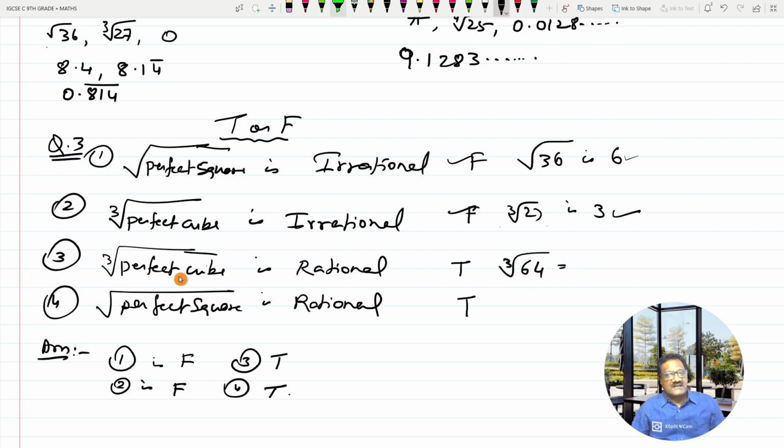So this is a perfect cube inside a cube root. Now this 64 is a perfect cube, so this will be a rational number. So it is true. Now what will be that number? 4, because 4 into 4 into 4: 4 fours are 16, 16 fours are 64. So a perfect cube under a cube root sign is always a rational number. So this is true. Same way, square root of say 144 will also be 12, and 12 is a rational number, so this is true. So first and second are false statements, third and fourth are true statements.